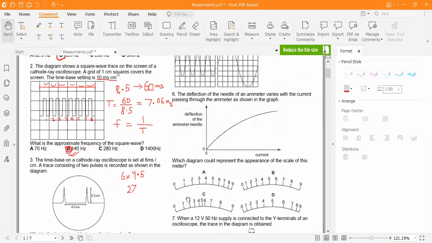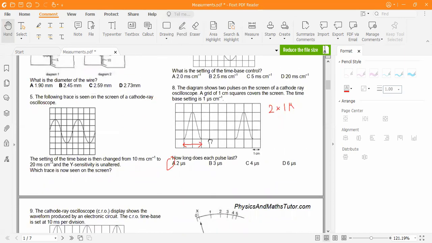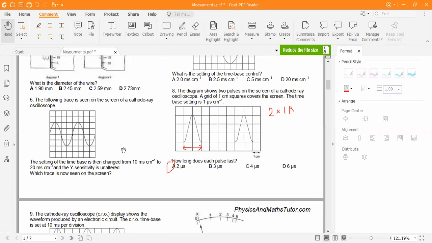Yeah, we can do this one. Let me see what the fifth one is. The fifth one is quite conceptual. So look at this one. The following trace is seen on the screen of a cathode ray oscilloscope.